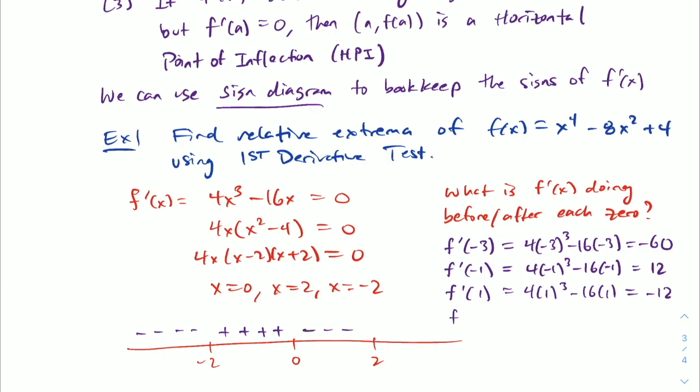And then we'll put in 3. 4 times 3 cubed minus 16 times 3 is positive 60. So now it's positive again.